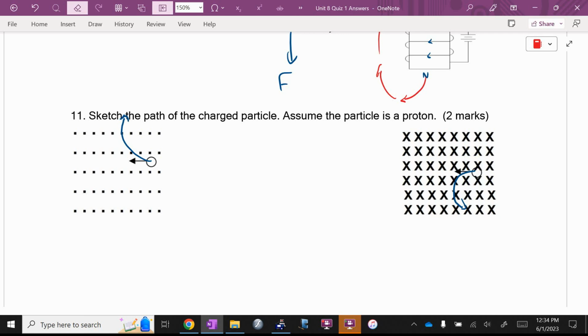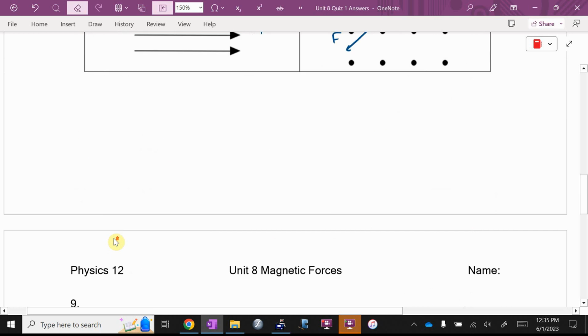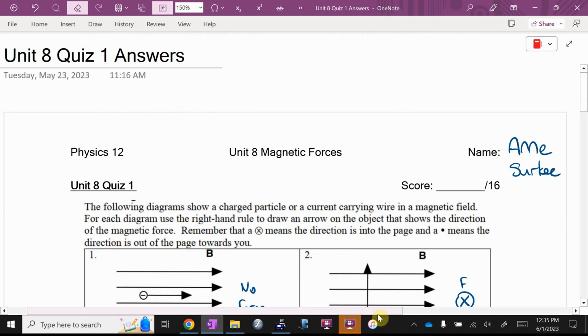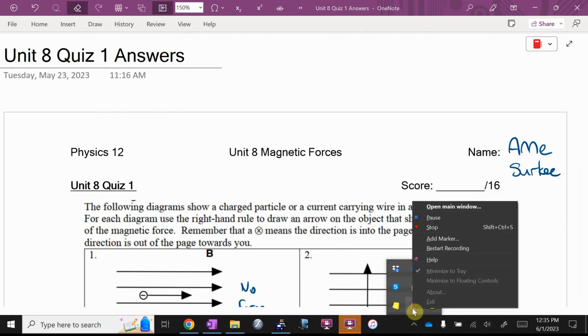If your circle doesn't look perfectly circular, I'm not going to be fussy, as long as you have it in the first one curving upwards and the second one curving downwards. 1 mark each. Can you give yourself a lovely score out of 16, please? If you need to lawyer with me, now is the time.